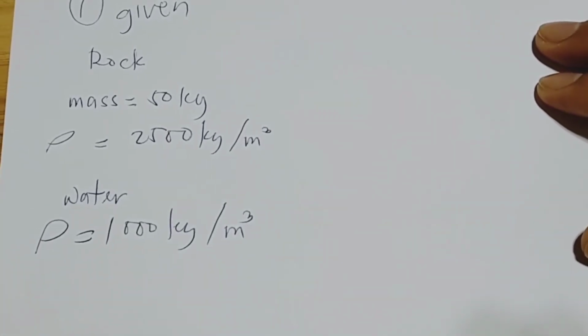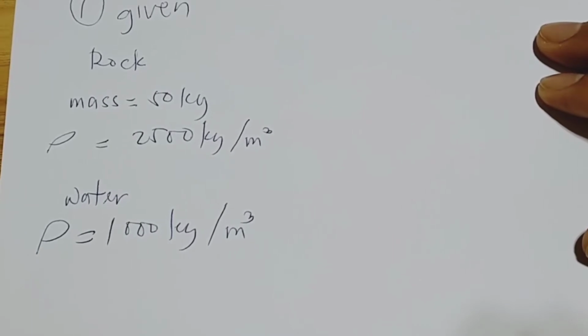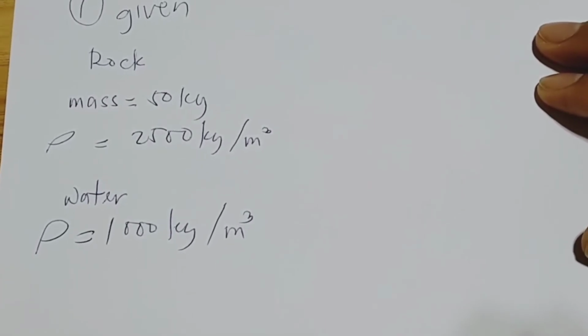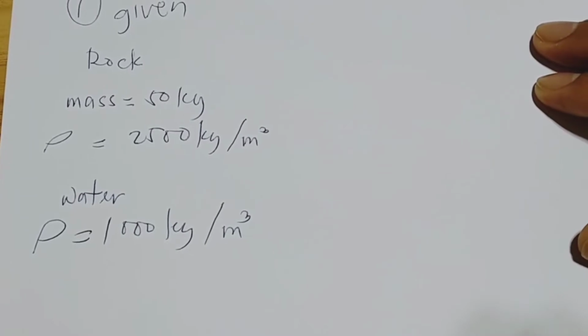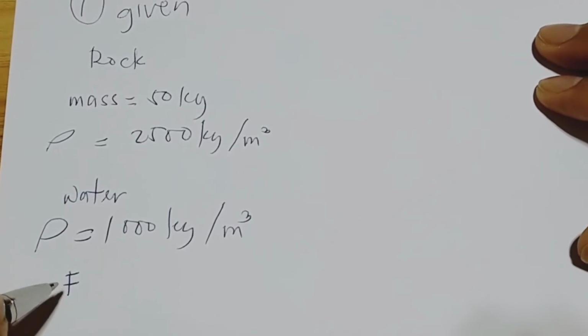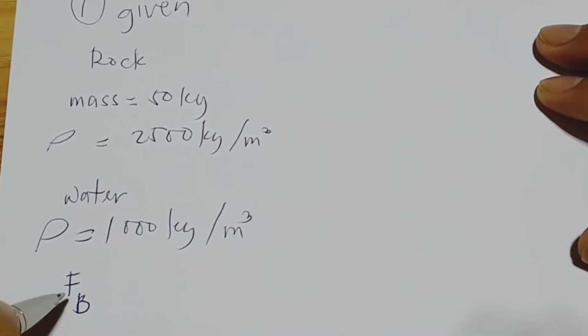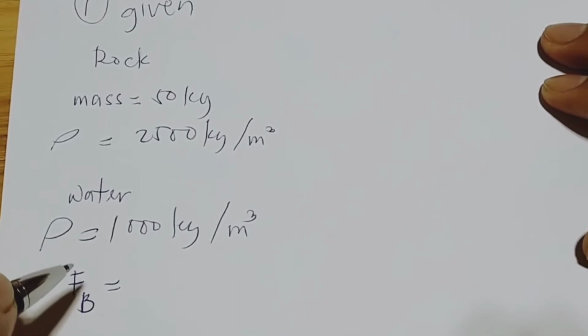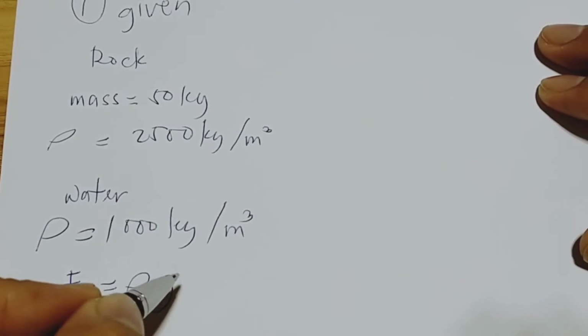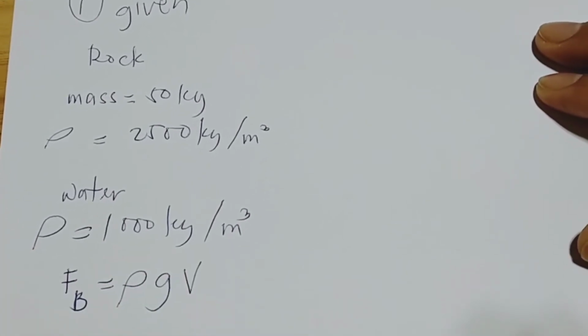At ang tinatanong, once na fully submerged yung rock, usually naman daw, di ba, pag inilagay natin sa water yung rock ay probably fully submerged. Ang tanong, ano yung buoyant force ng rock? So, ang tinatanong sa atin is the buoyant force, F sub B, which is equal to density times acceleration due to gravity times volume.